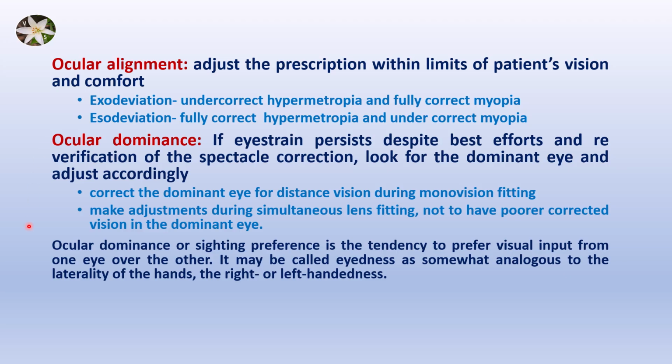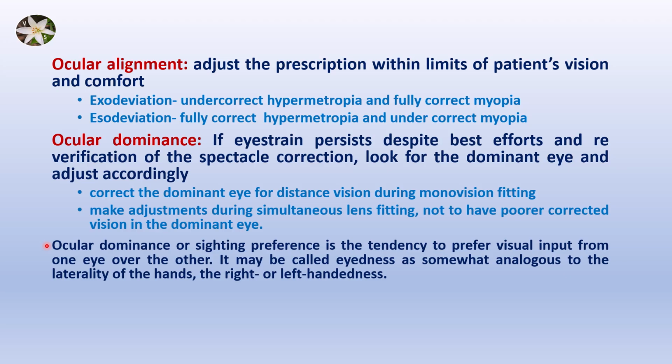Now, ocular dominance is rarely needed and rarely used in clinical practice and therefore not so well understood. It should not be confused with amblyopia or suppression in one eye. It is just a sighting preference. It is the tendency to prefer visual input from one eye over the other. It may be called eyedness, somewhat analogous to the laterality of the hands, right or left-handedness.